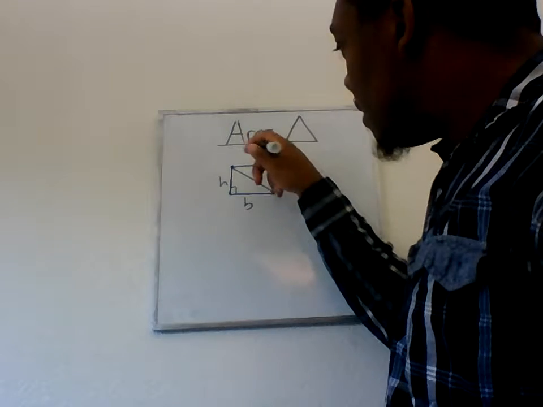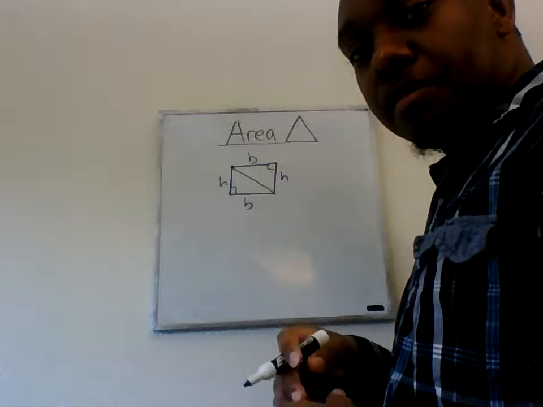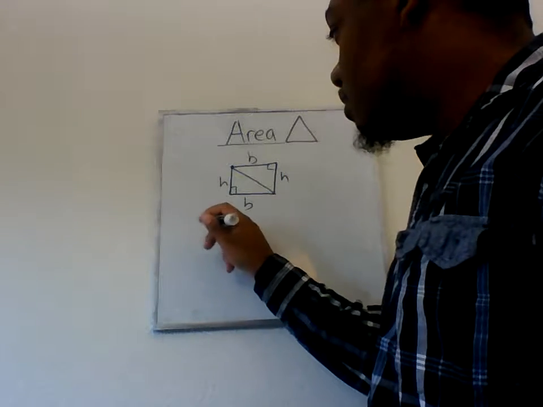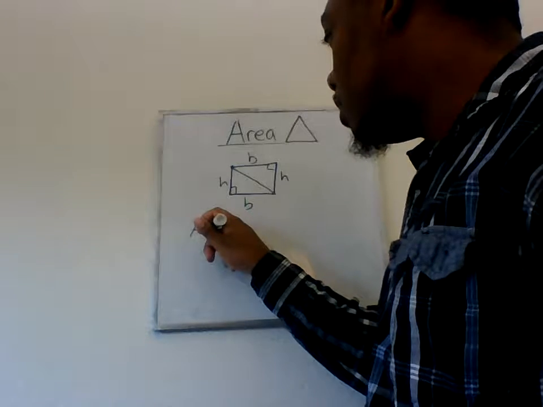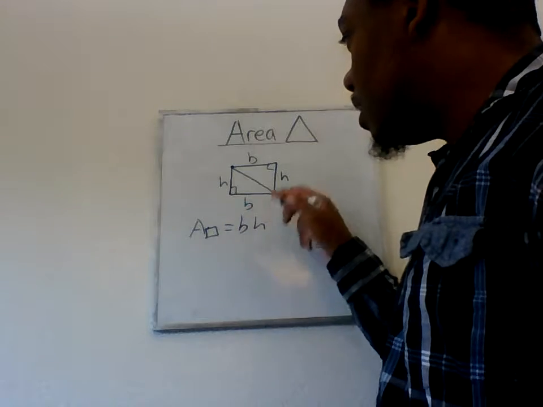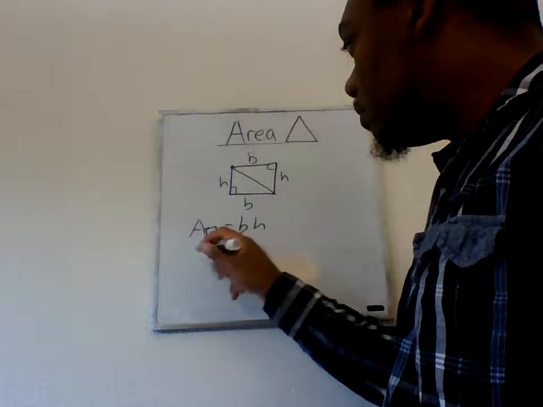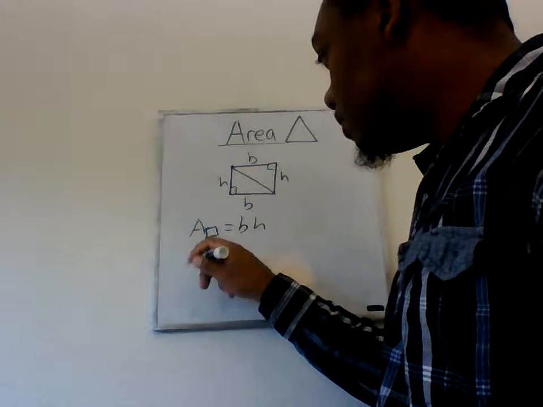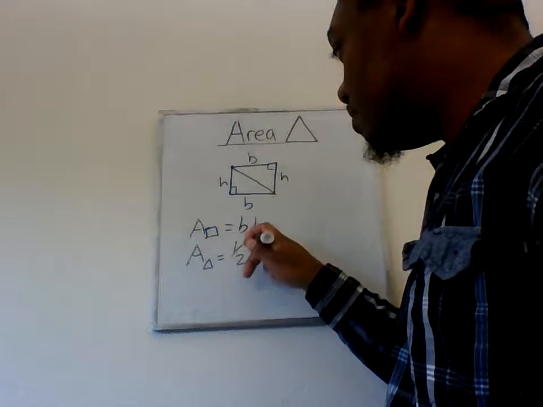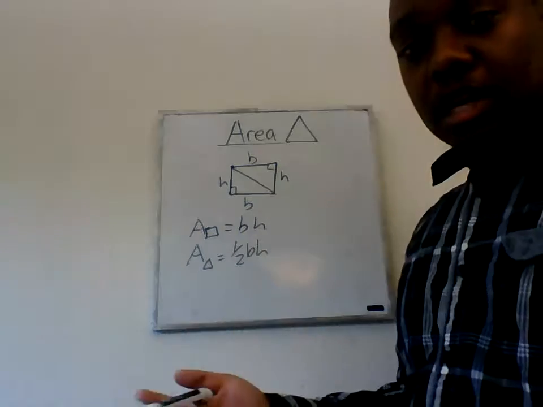And because it's a rectangle, this also has the same length as the base, and this has the same height as over here. All right, so we know then that the area for the rectangle would have been base times height. But we split that into two pieces, right? So how much is each of these triangles? Well, the area for each triangle would have to be half of that. So it'd be 1/2 the base times height. And if we put those two together, we get the rectangle.